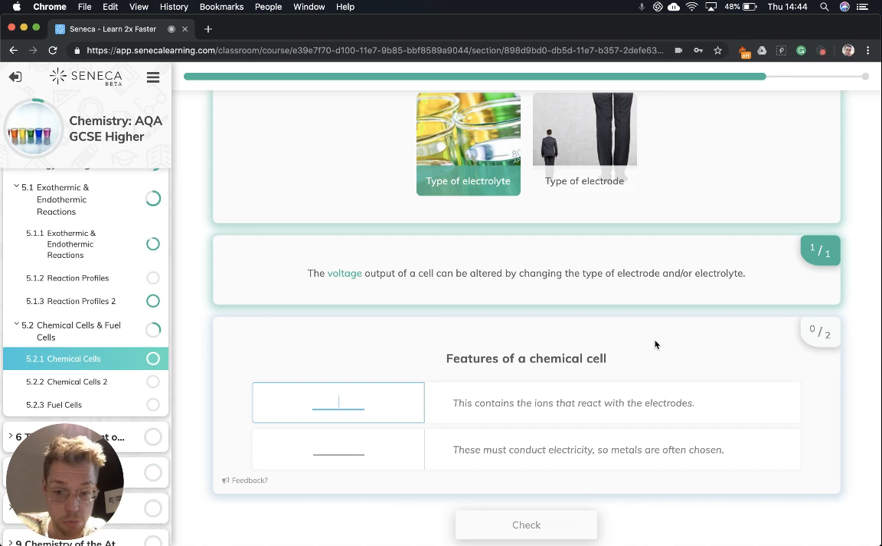So, features of a chemical cell. There were 2 parts. Really want to make sure you get this. So what are the 2 parts? Do we remember? There is the electrolyte, and there are the electrodes.